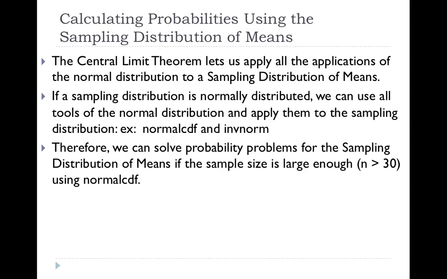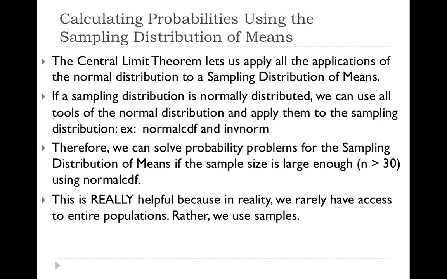So we can solve probability questions for the sampling distribution of means if the sample size is large enough. And we saw from last lecture that if n, the size of the sample, is greater than 30, we have a sample that's large enough, and our sampling distribution of means will be approximately normal. Therefore, we can use normal CDF and answer probability questions. This is really helpful because in reality, we rarely have access to entire populations. We use samples. So if n is greater than 30, we can basically be ensured that the sampling distribution will be normal shaped, and we can use normal CDF.